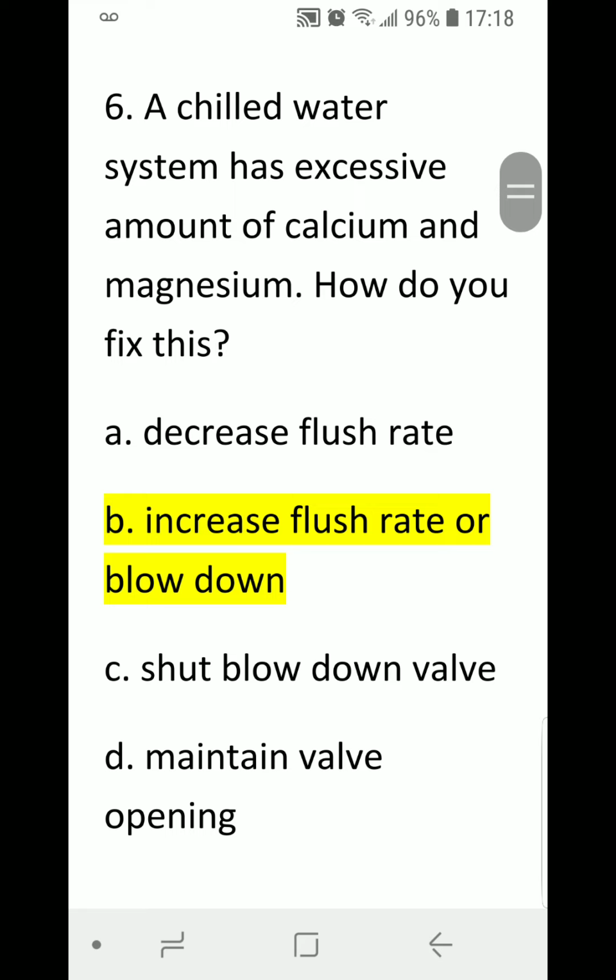Number 6. A chilled water system has excessive amount of calcium and magnesium. How do you fix this? A. Decrease flush rate. B. Increase flush rate or blow down. C. Shut blow down valve. D. Maintain valve opening. Correct answer is B. Increase flush rate or blow down.